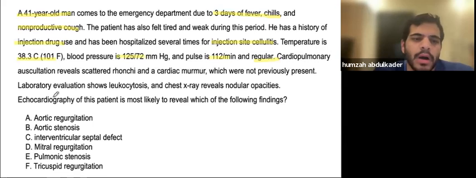Cardiopulmonary auscultation reveals scattered rhonchi and cardiac murmur, which were not previously present. Laboratory evaluation shows leukocytosis, and a chest X-ray reveals nodular opacities. Echocardiography of this patient is most likely to reveal which of the following findings? What do you think the answer is here?